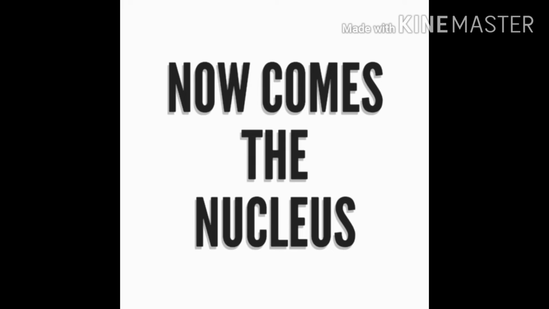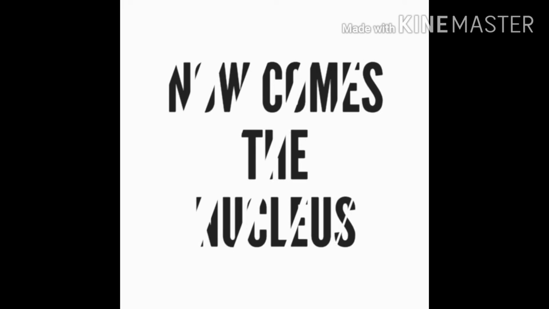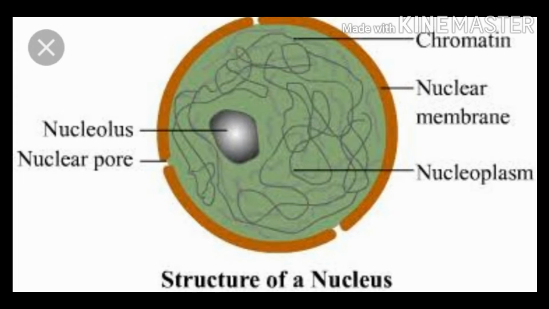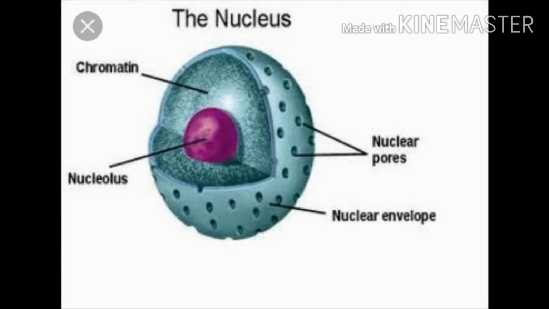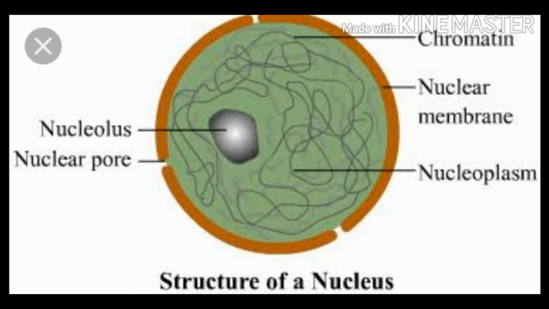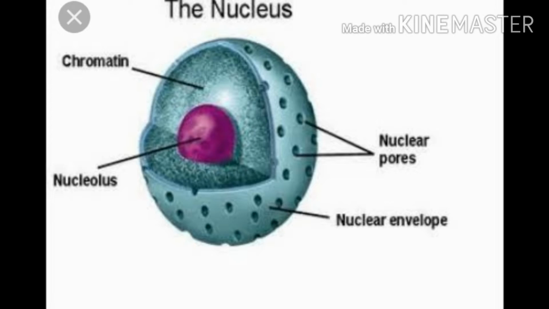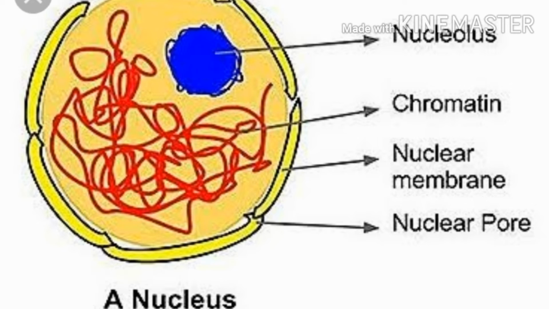Now comes the nucleus. The nucleus is formed by a nuclear membrane around the fluid nucleoplasm, which is the control center of the cell. From this, we come to know that the nucleus is the control center of the cell. The nuclear membrane has pores which allow the transfer of material from inside the nucleus to its outside, that is, to the cytoplasm. The nucleus contains chromosomes, which are visible as rod-shaped structures only when the cell is about to divide.